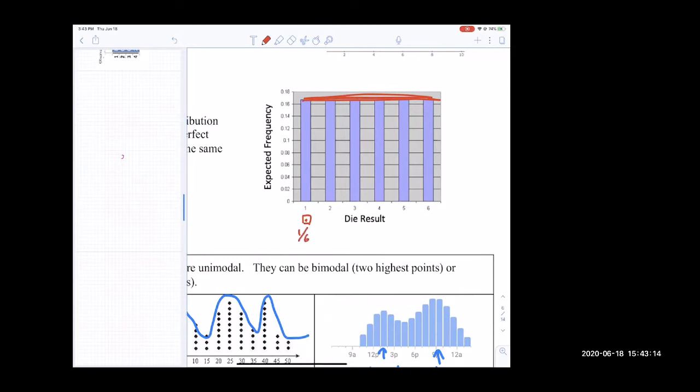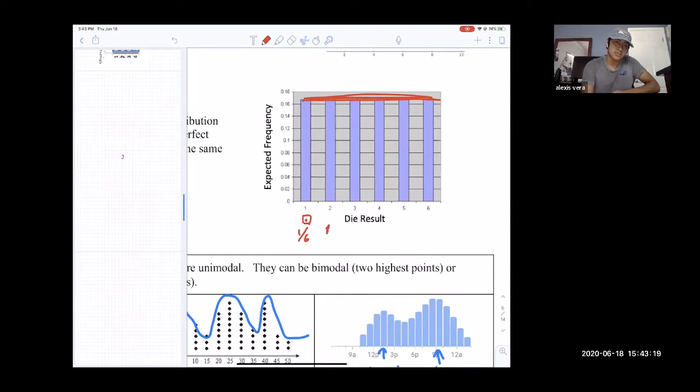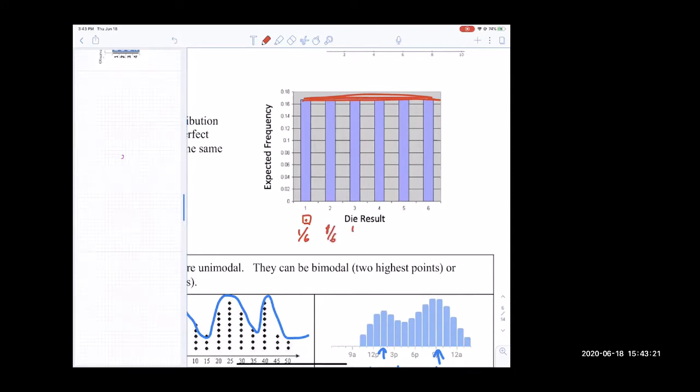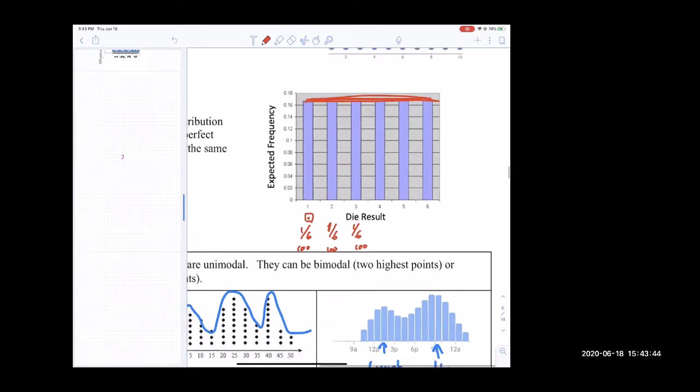What's the probability of coming out 2? 1 out of 6. Coming out 3, 1 out of 6. It's the same probability. So if you actually toss it 600 times, it's most likely that it will come out 100 1s, 100 2s, 100 3s, 100 4s. It's evenly distributed. So that's why it's called a uniform distribution. Get the idea? Okay?